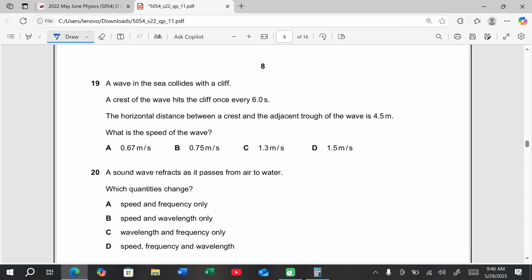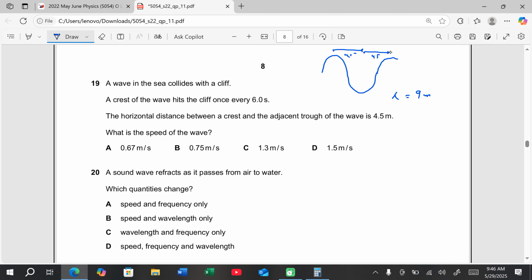A wave in the sea collides with a cliff. The crest of the wave hits the cliff once every 6 seconds. The horizontal distance between the crest and the adjacent trough of the wave is 4.5 meters. What is the speed? Since the horizontal distance between crest and adjacent trough is 4.5, to get a complete wave we add 4.5 to it so that we get the wavelength. So the wavelength will be equal to 9 meters.